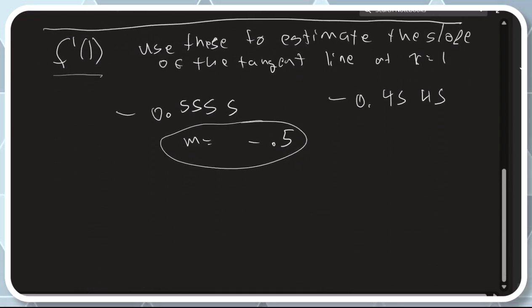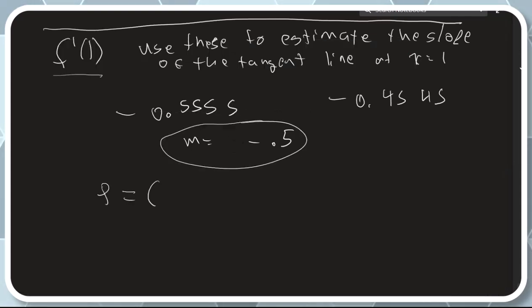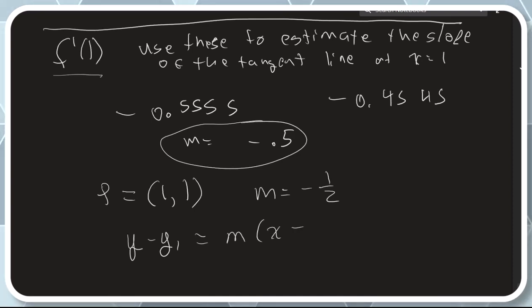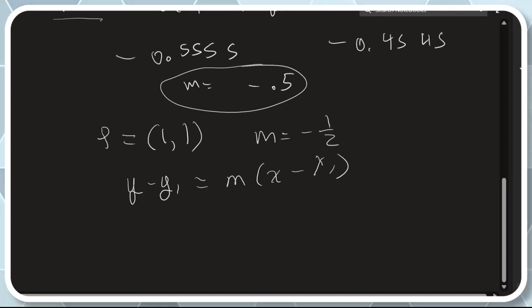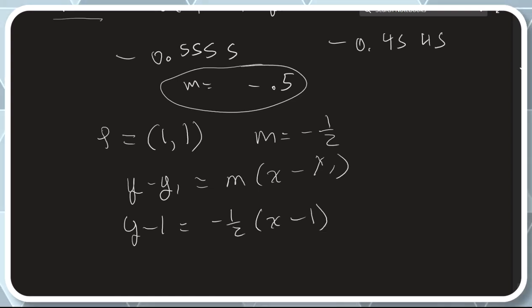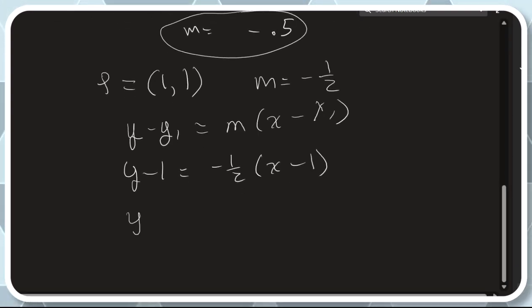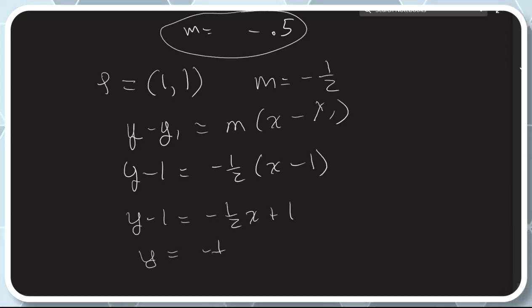And then write the equation of the line at P. So for an equation of a line, you need a point and a slope. P was given in the problem, it's (1, 1), and the slope we just said is negative 1/2. So the equation for a line is y minus y1 equals m times x minus x1. So y minus 1 equals negative 1/2 (x minus 1). Y minus 1 equals negative 1/2 x plus 1. Y equals negative 1/2 x plus 2.